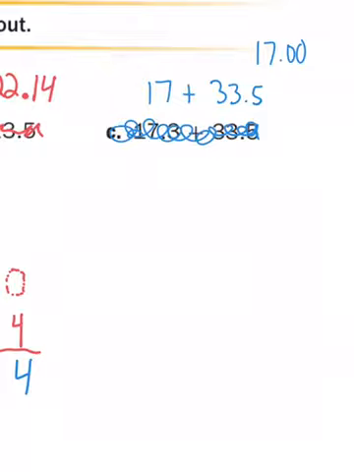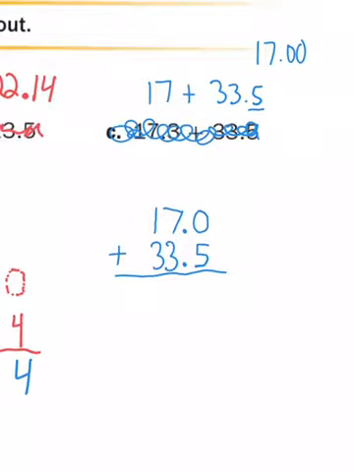All right, let's see how you did. So watch what I'm going to do with the 17. To make it have a decimal, I'm just going to write 17.0. Now, I only put 10 because 33.5 only has one decimal digit. So I didn't need to put 0.00. I could, but it's just extra work.